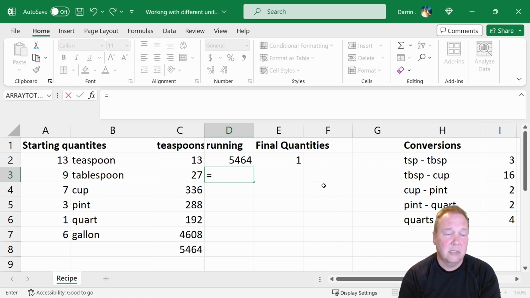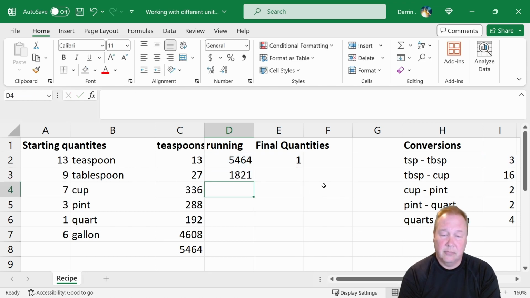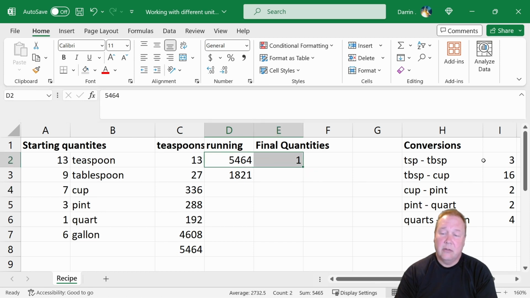So what that is, of course, is D2 minus E2, and that gives me the number of teaspoons left, right? And I'm going to divide this by I2, and that's the number of tablespoons remaining. So I took this, I subtracted that out, I divided by this, and that gives me tablespoons.